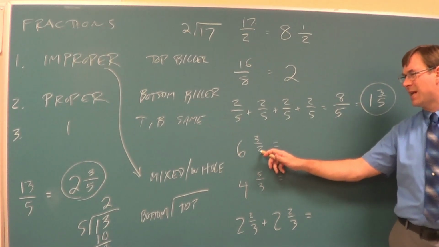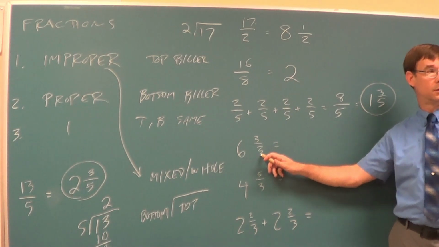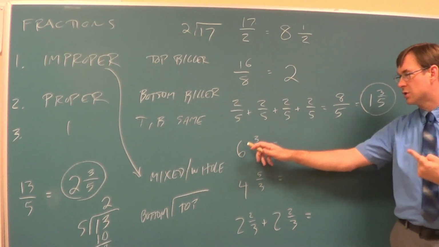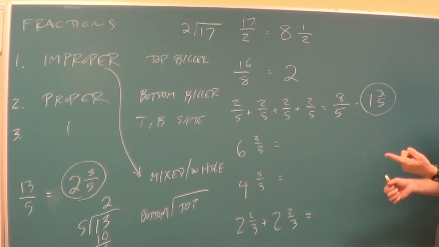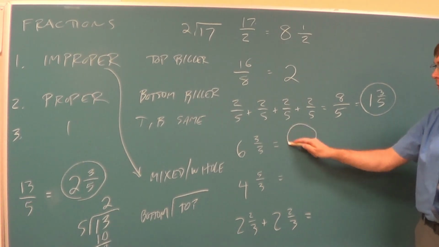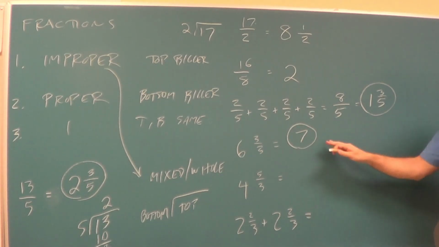3/3 is 1. So what's the grand total of that if you've got the 6 sitting there staring at you already and the 3/3 makes the 1? 7. We need to add those together.